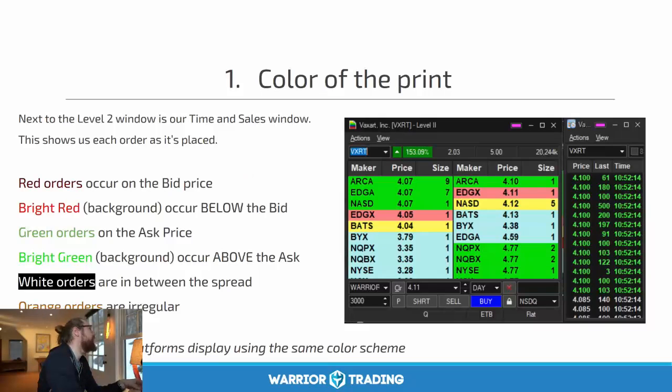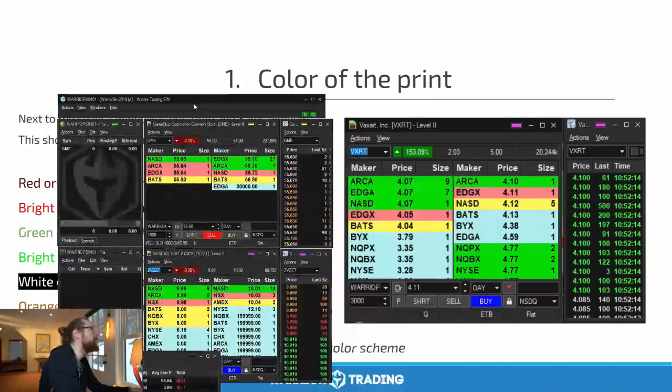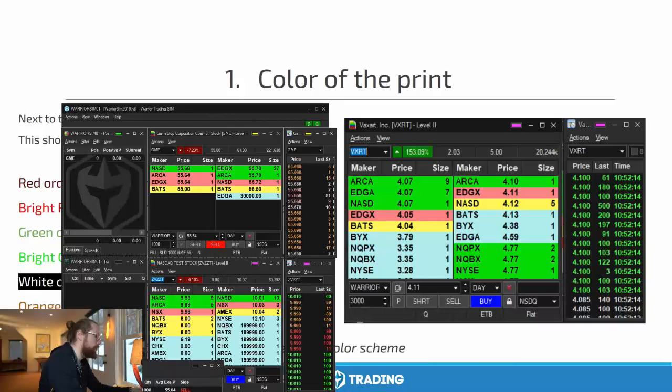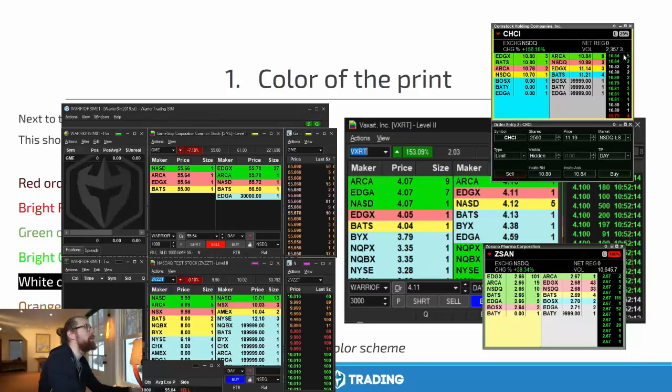Next to the level 2 window is our time and sales window right here, as you can see. So that's set up in Sterling, just like this. It's also set up in Lightspeed, kind of buried in here like that, which is fine. It's a little small. I actually like Sterling a little bit better because you see a little bit more, but it's fine.